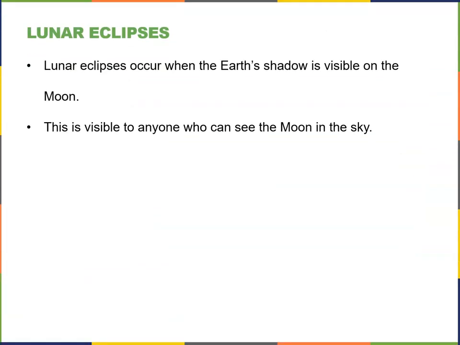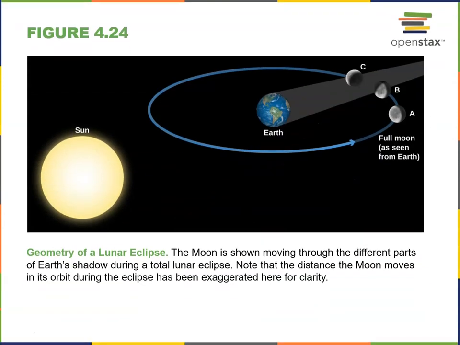A lunar eclipse occurs when the Earth's shadow is visible on the moon, and is visible to anyone who can see the moon. A total lunar eclipse is said to happen if the moon passes through Earth's umbra. Even when there is a total lunar eclipse, the moon is still a coppery color from the sunlight curving around Earth.